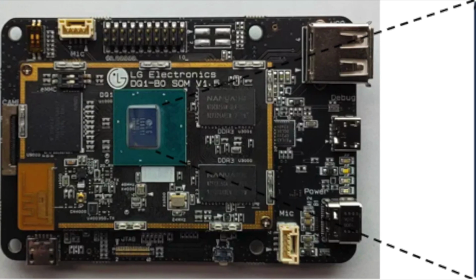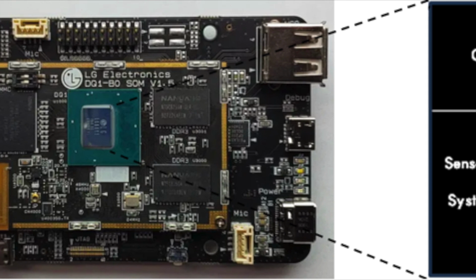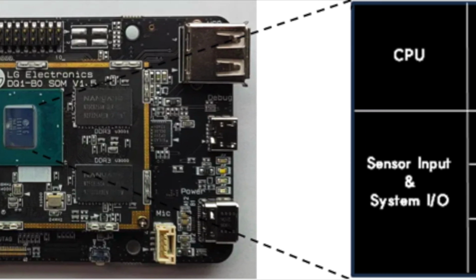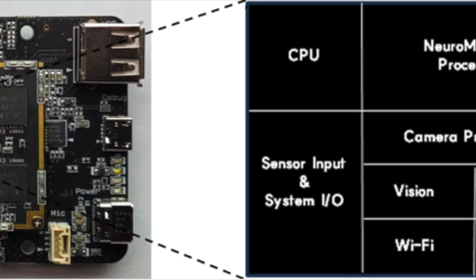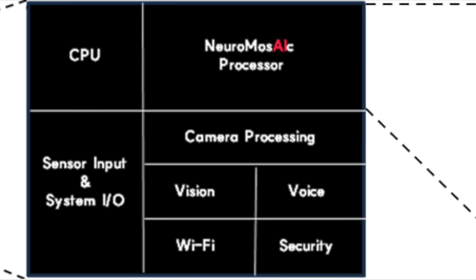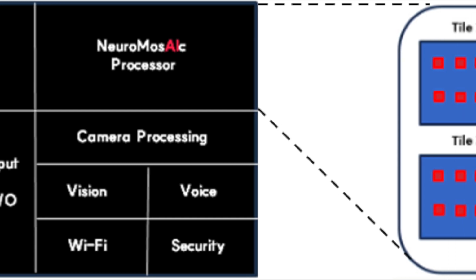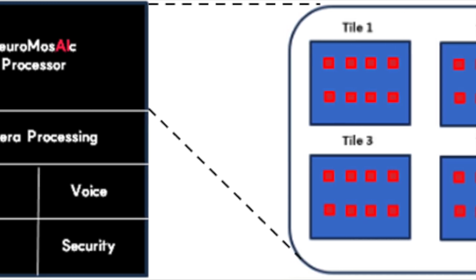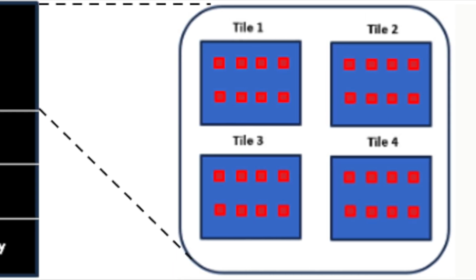In this demo, you will see the NeuroMosAIc processor's multi-core and multi-tile architecture flexibly process concurrent multi-network computer vision on the LG 8111 SoC, shown here in the pictured system on module. The chip contains a customized implementation utilizing a 4-tile system with each tile containing 8 cores.